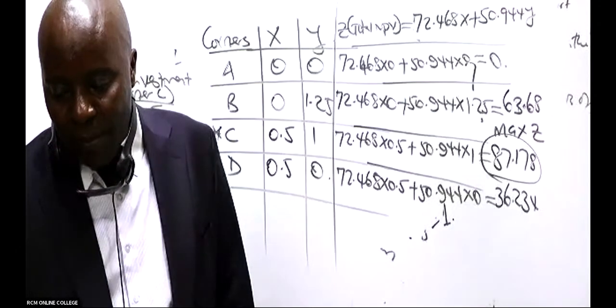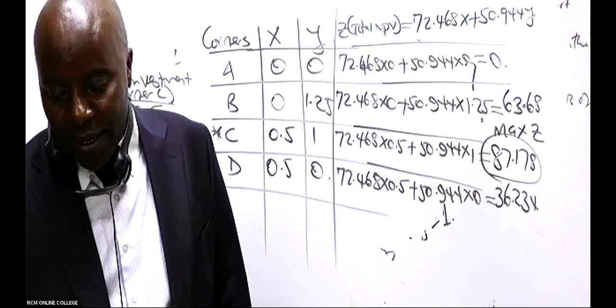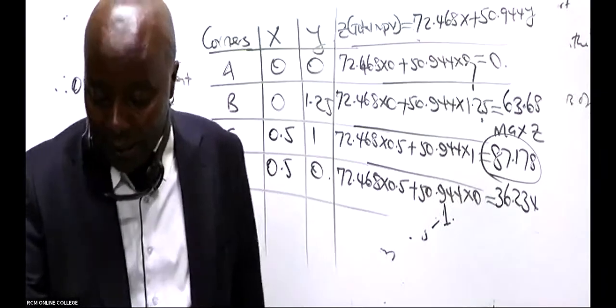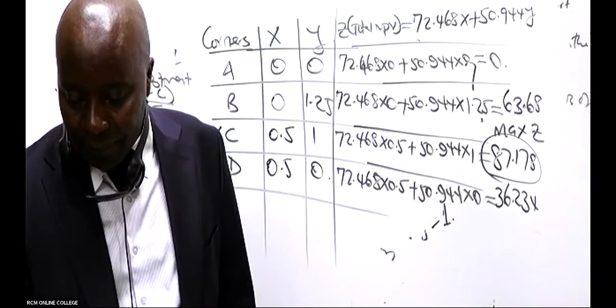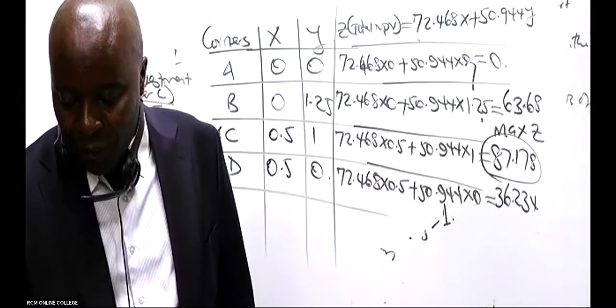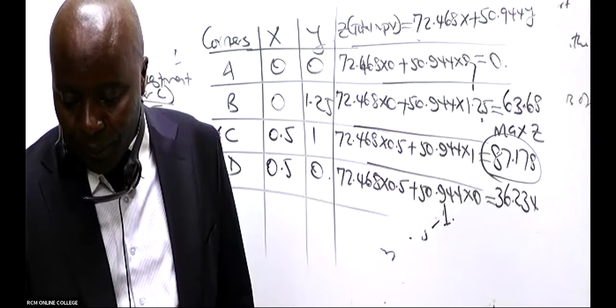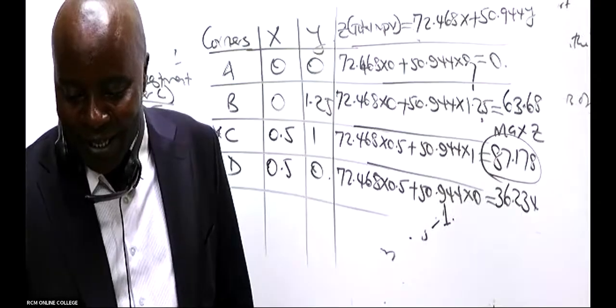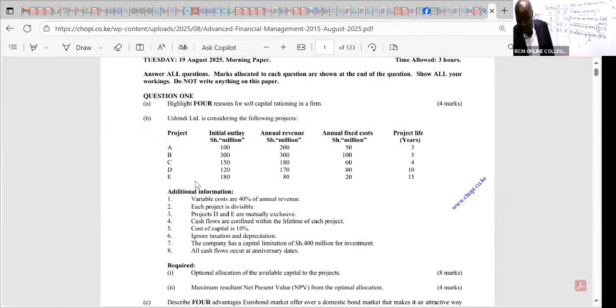So this was question number 1B last semester. So we start with part B. I know I've done this with some of you in here, but allow me to repeat this. We are told here, Ushindi Limited is considering the following projects. So we have projects A, B, C, D, E. Initial outlay has been given, annual revenue, annual fixed costs, and project life.